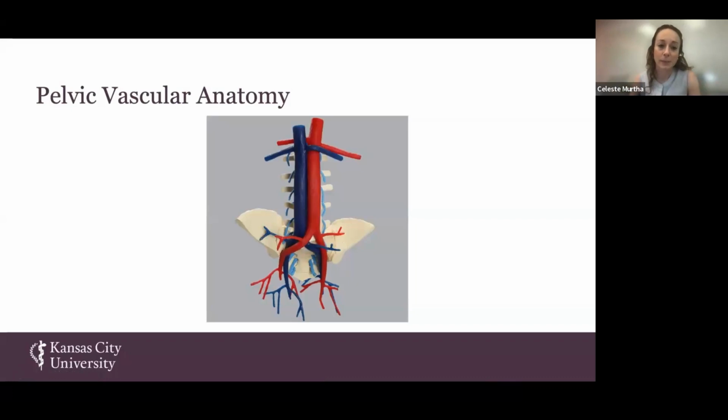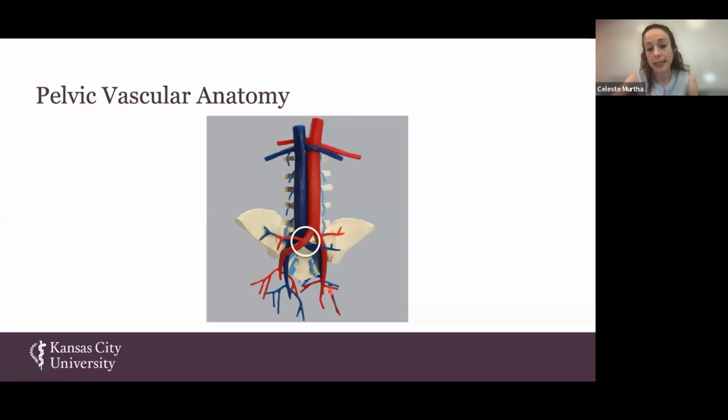Okay, before we dive into the specifics of my research project, I want to orient everyone to the anatomy that we'll be discussing today, which is the pelvic vascular anatomy. Along the left side of the spinal column, we have the descending aorta before it bifurcates into the left common iliac artery and the right common iliac artery. On the more rightward side of the spine, we have the inferior vena cava, which ascends towards the heart, and the inferior vena cava is formed by the confluence of the right common iliac vein and the left common iliac vein. What I really want you all to pay attention to today is this region right here.